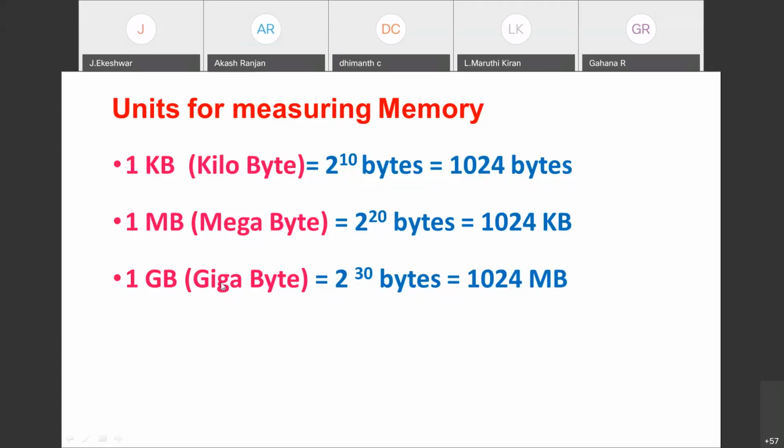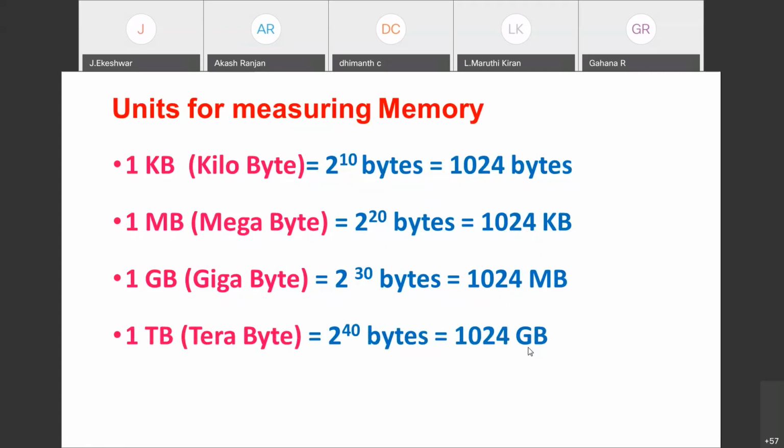1 MB is nothing but 2 raised to 20 bytes, which constitutes 1024 kilobytes. So 1024 into 1024 will be the total bytes in that memory. 1 GB, which is 2 raised to 30 bytes, you can write as 1024 megabytes. 1 TB, which stands for terabyte, is 2 to the power of 40 bytes. You can say it is 1024 gigabytes. So these are the standard measurement units that we can use with respect to memory: 1 KB, 1 MB, 1 GB, and 1 TB. Kilobyte, megabyte, gigabyte, and terabyte.